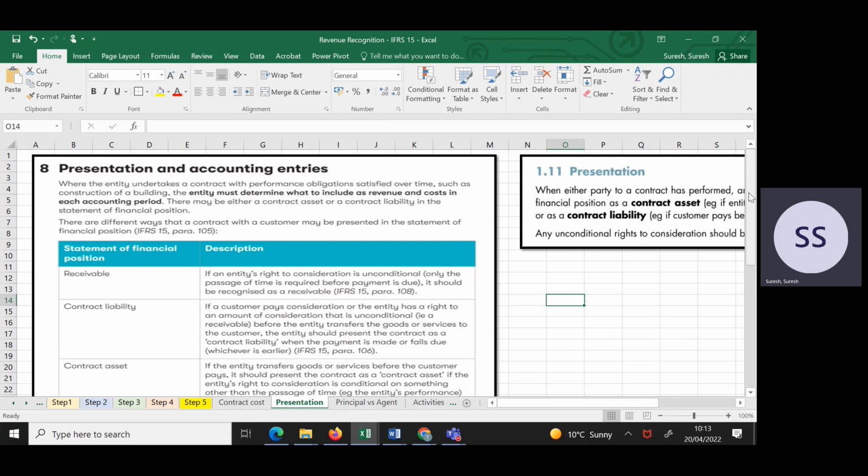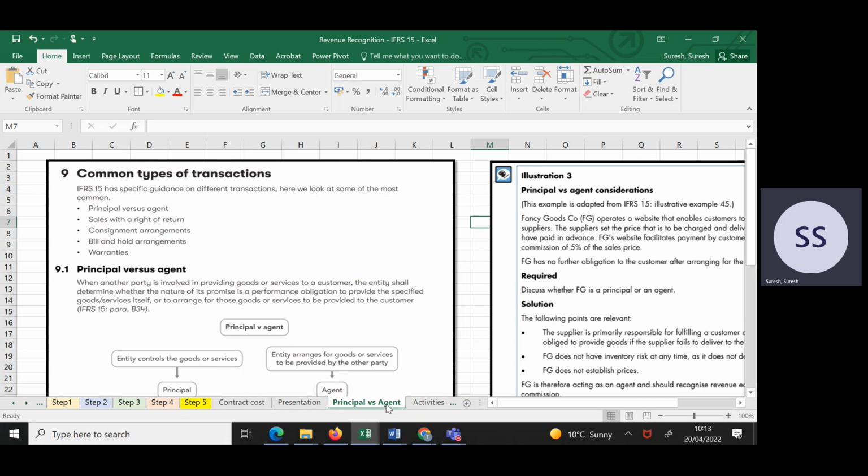Then in the next slides we would focus on presentations, in particular the difference between a receivable and a contract asset, right? Here you're going to find out the main difference between a receivable and a contract asset, and what is a payable and what is a contract liability. Then we're going to look at some specific types of transactions, for example principal versus agent, sales with a right of return, consignment arrangements, bill and hold arrangements, warranty. These are some specific examples of common types of transactions that we're going to look at.